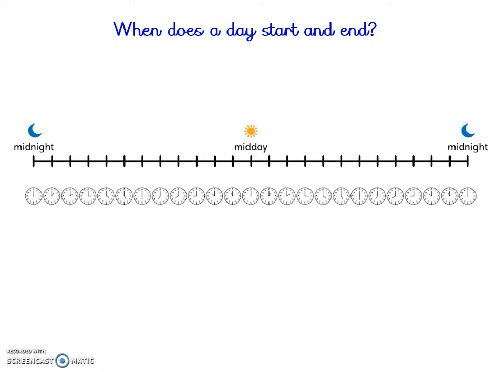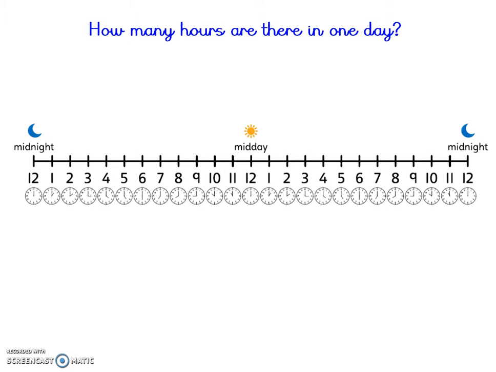And that leads us on to our second question. How many hours are there in one day? Well, if we look at the image in front of you, you can see now what we've managed to do is we put the times there. So if we look at midnight, midnight is 12.